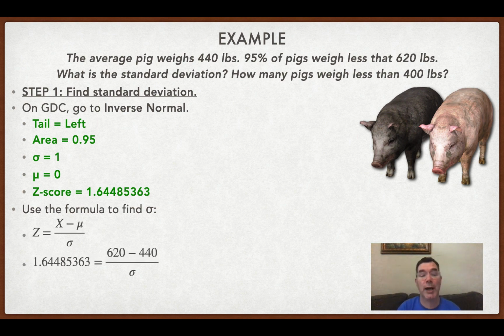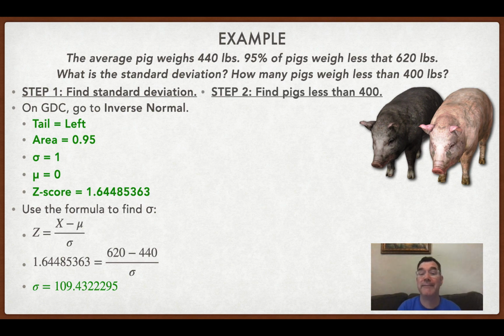Well, the z-score I know is 1.64485 and so on. My x-score that's in the same position as that is 620. My mean is 440 and I don't know my standard deviation. So there's the equation. I only have one variable to solve for, and so the solution is that sigma is 109.44 or 109.43.